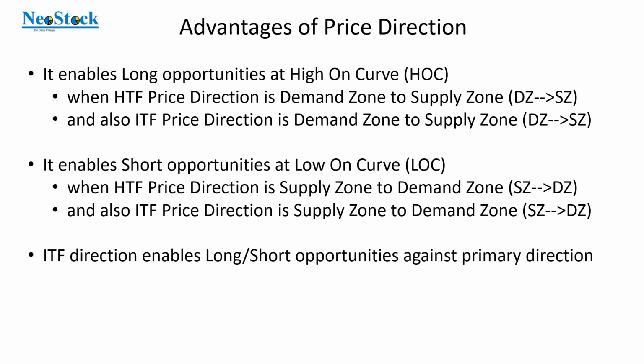You won't take trades blindly based on primary price direction, or blindly based on ITF price direction. You will combine both HTF and ITF. When both HTF and ITF are in your favor, that means both are in the same direction, how to take the trades? When HTF is in one direction and ITF is in the opposite direction, how to take the trades? This third point is talking about that.